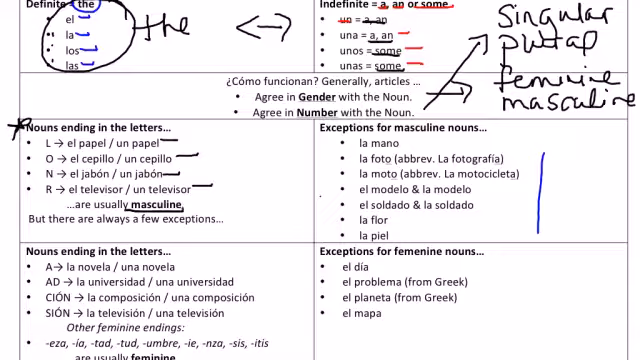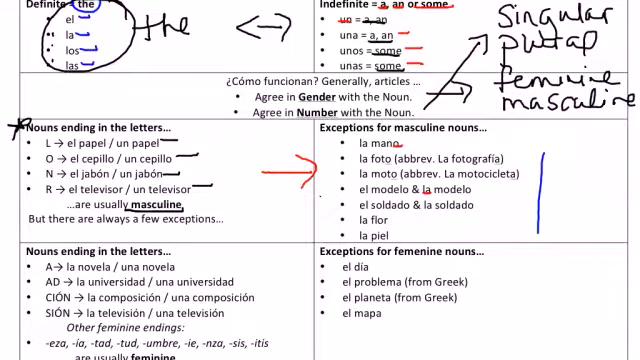But you'll find in Spanish that there's always exceptions to the rule. So if we look at this column, you'll see that there are definite exceptions. For example, la mano, which is just feminine, even though it ends in O. La foto, which is an abbreviation for a longer word that is feminine, la fotografía. La moto is also an abbreviation for la motocicleta. El modelo refers to a male model, but when you're going to refer to a female model, you're still going to use modelo, but you're going to use a feminine article.